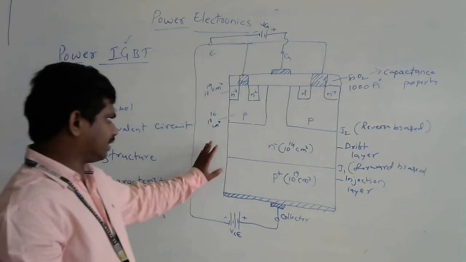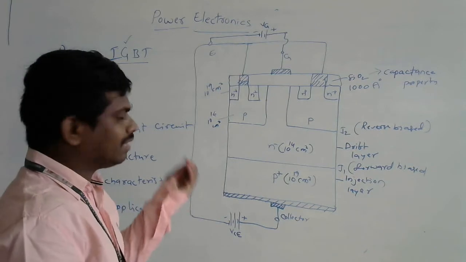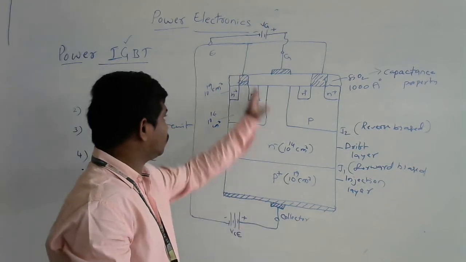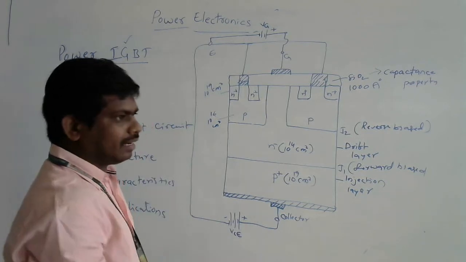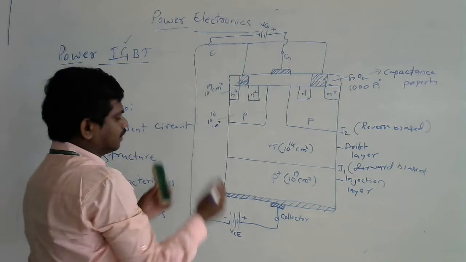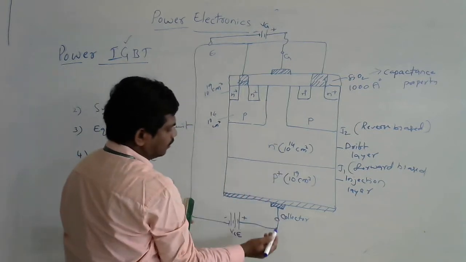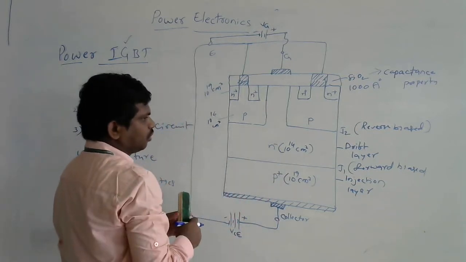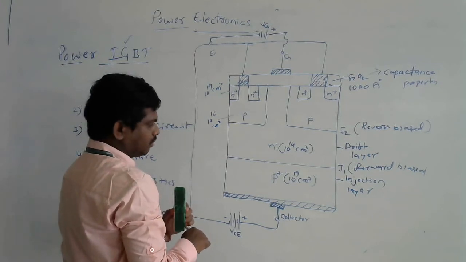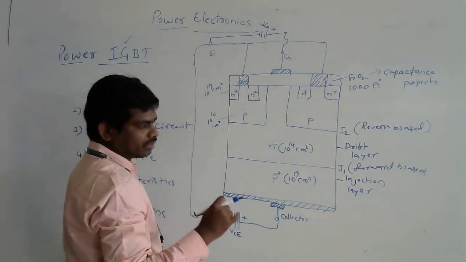Next we will see the working, how that channel is created inside the device to flow the current from collector to emitter. Look at this. As I said, it is a voltage control device, right? The collector current flowing through the device depends on the gate voltage values. That's why it is called a voltage control device.